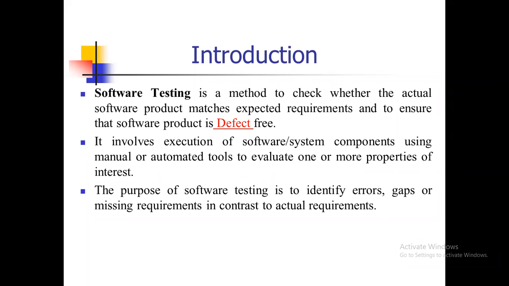It involves execution of software components using manual or automated tools to evaluate one or more properties of interest. So we can test the software manually or using automated tools. The purpose of software testing is to identify errors, gaps, or missing requirements in contrast to actual requirements. Testing is the process of finding the differences between the expected behavior specified by the system models and the observed behavior of the implemented system.